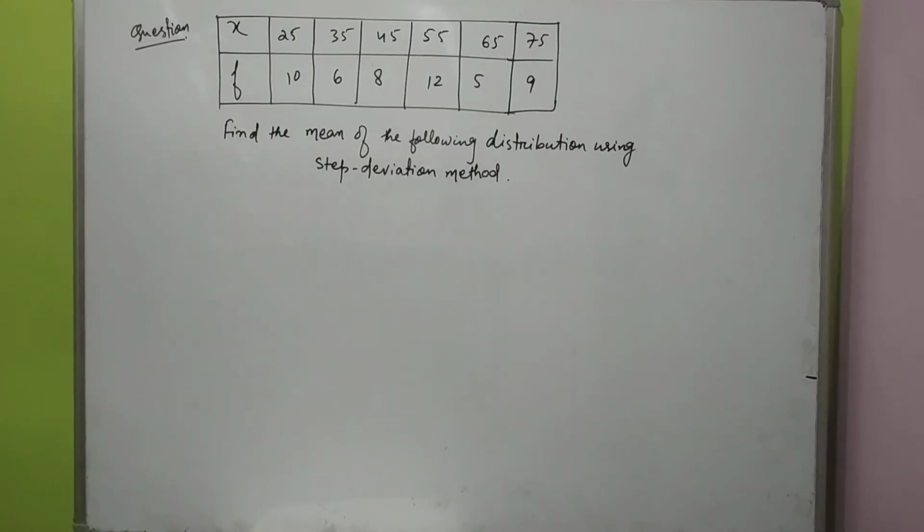You can see one question where the frequency distribution is given, where x is 25, 35, 45, 55, 65 and 75, and accordingly the frequency row is also given. Frequency is 10, 6, 8, 12, 5 and 9. Using this frequency distribution table, we have to find the mean using the step deviation method. So let us start.